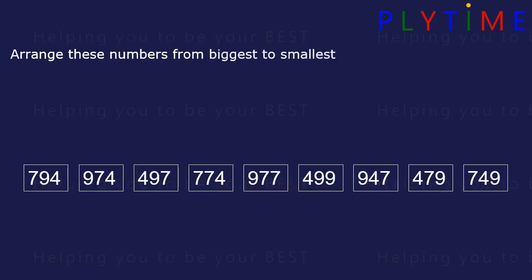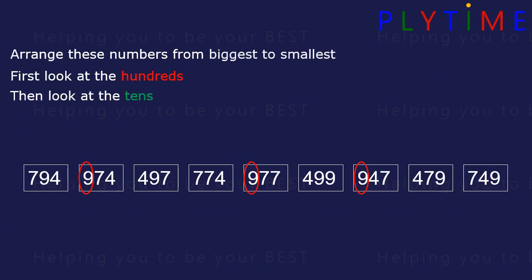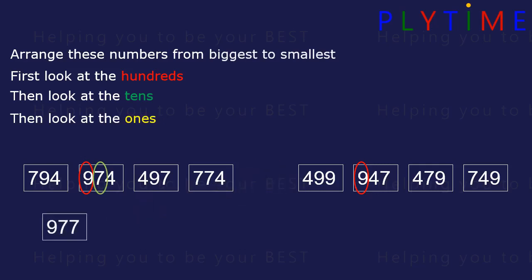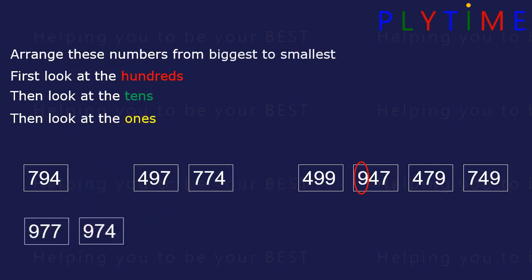Arrange these numbers from biggest to smallest. First, let's look at the hundreds. The biggest hundreds are 9 hundreds. Then for all of those, let's look at the tens. We have 2 with 7s, so look at the ones. 977 is the biggest, then 974, then 947.